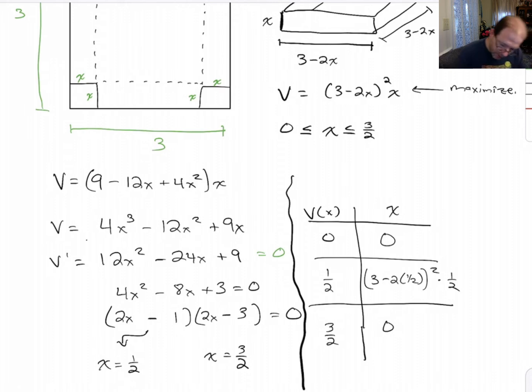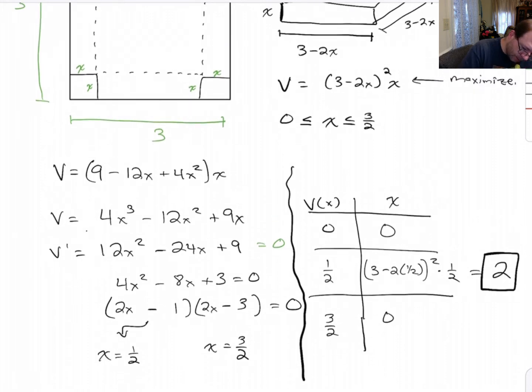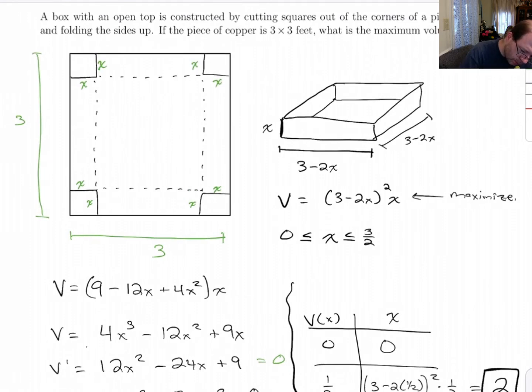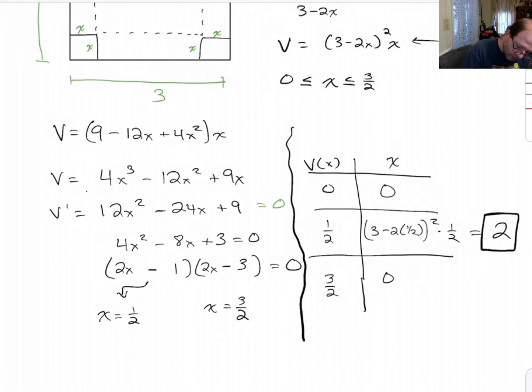Let's see, what is that? 3 minus 1 is 2 squared times 1/2 is 2. Let me just double check that. 3 minus 1 is 2, squared is 4, times 1/2 is 2. So yeah, it looks like that's my maximum volume, and that's going to happen at 1/2. So let's see what was asked. What is the maximum volume possible? The answer to that is 2 cubic feet.